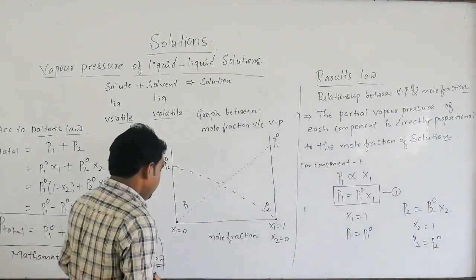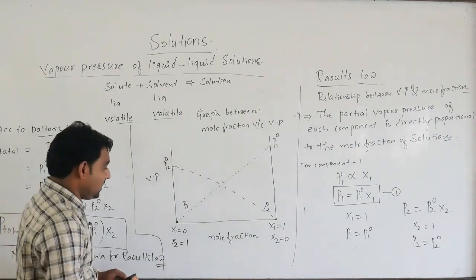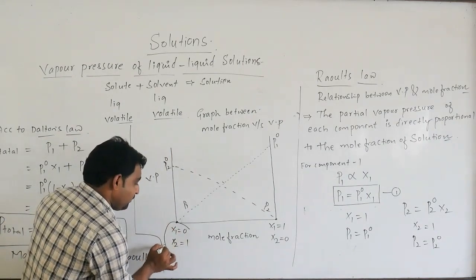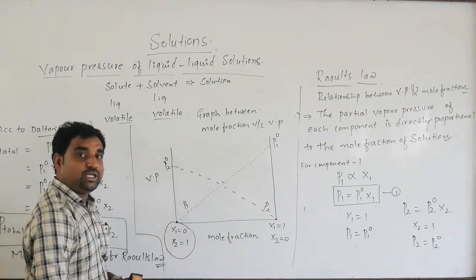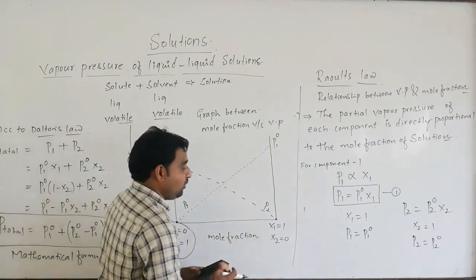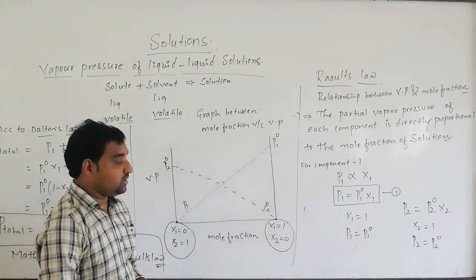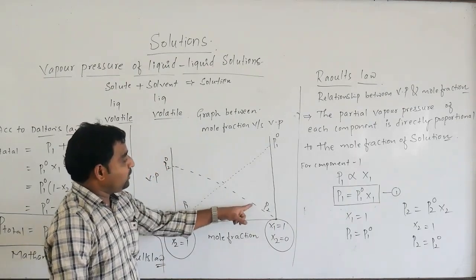So now the mole fraction of the second component is 1. Or you can check that the sum of the mole fractions of all the components in the solution is equal to unity: 1 plus 0 is equal to 1. The sum of the mole fractions of components in the solution is equal to unity. So this is the graph of two components.